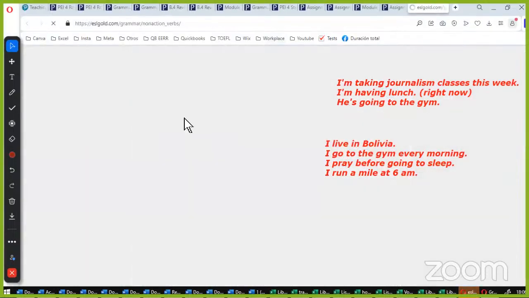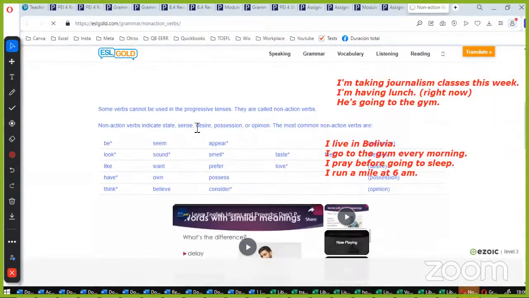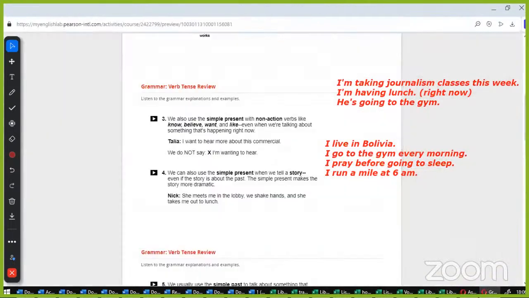With any of these verbs, non-action that indicates state, sense, desire, possession, or opinion, we can't use the progressive form. Like here, I want to hear more about this commercial. You can't say I'm wanting to hear more about this commercial because that would simply be wrong. That's a non-action verb, as we saw.